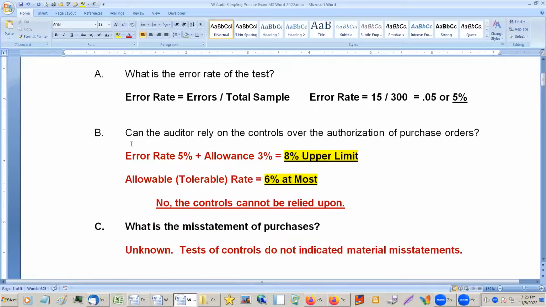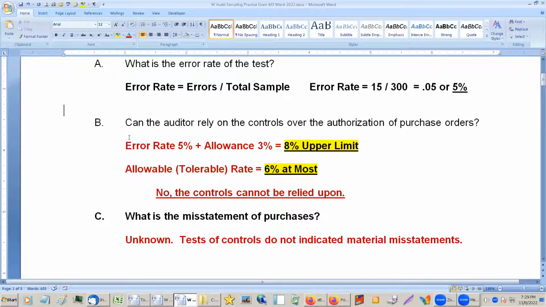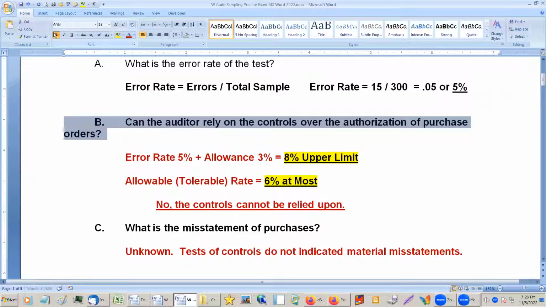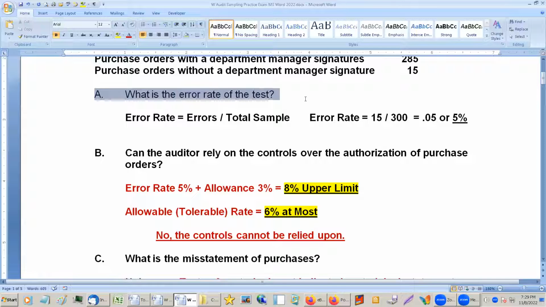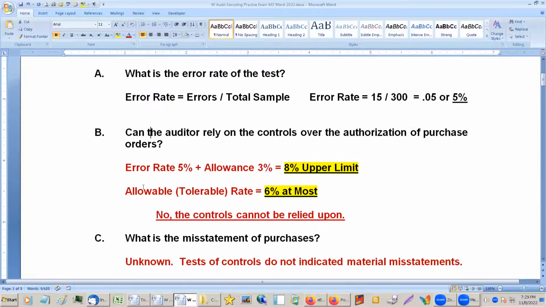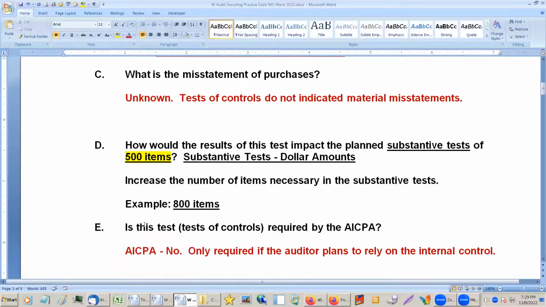Maybe for a number of reasons. Maybe you don't think the internal controls are very good. Maybe it's just too much work. You can get everything you need from substantive testing. So there are all kinds of reasons why you may not even want to do the test of controls and just go ahead and take the substantive numbers.